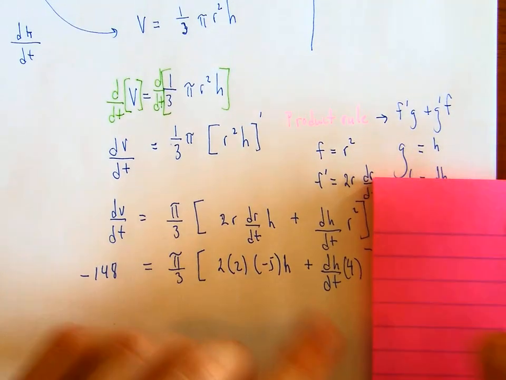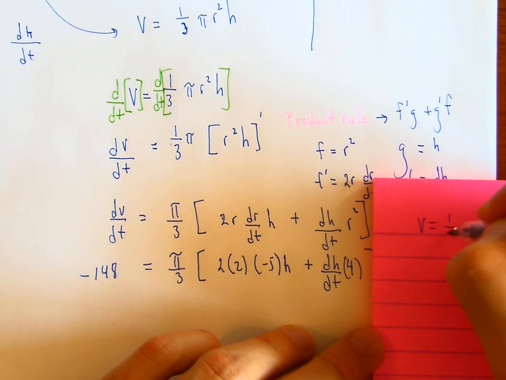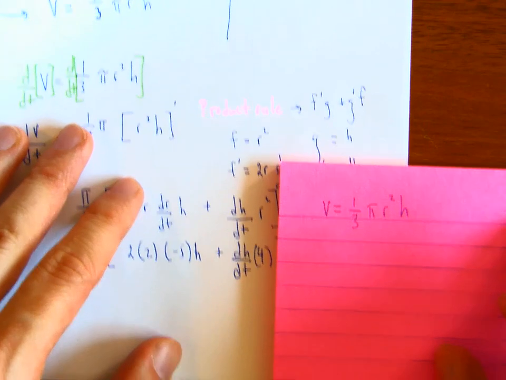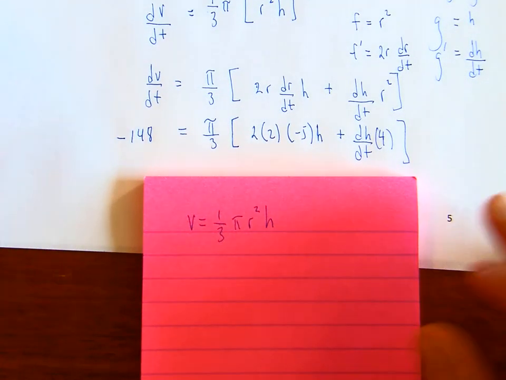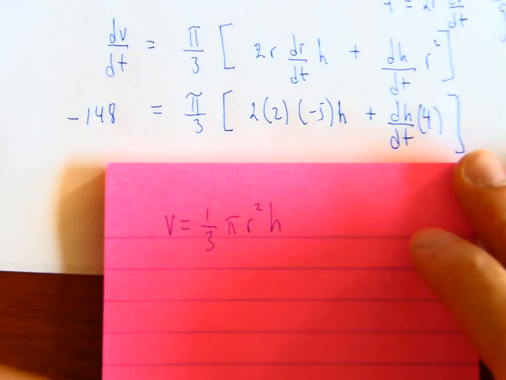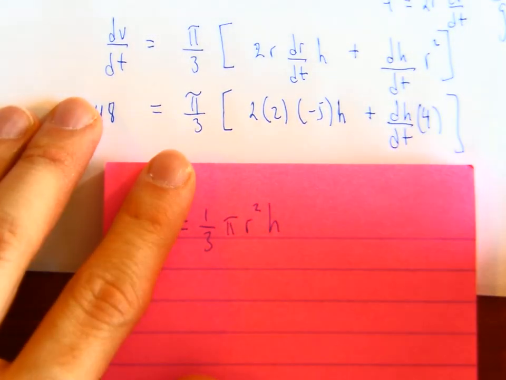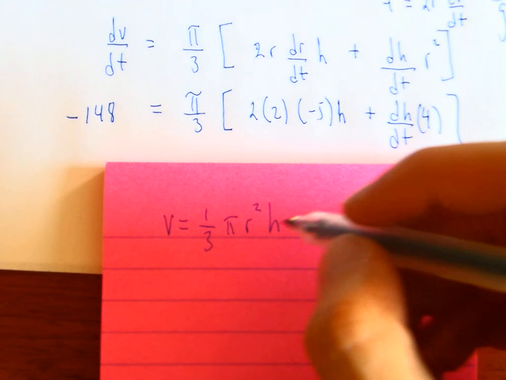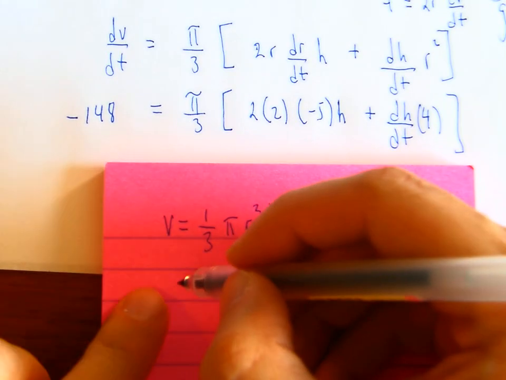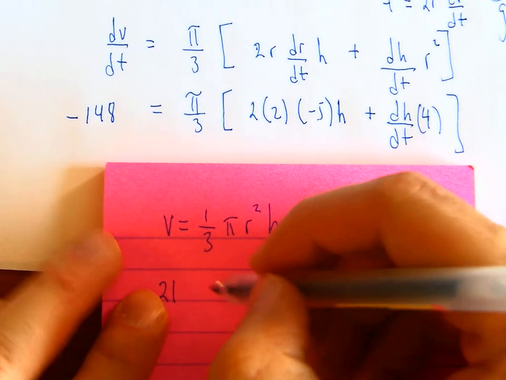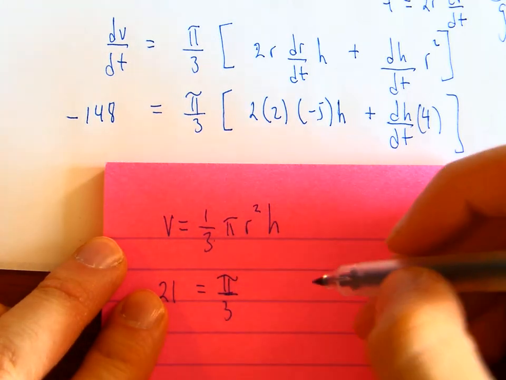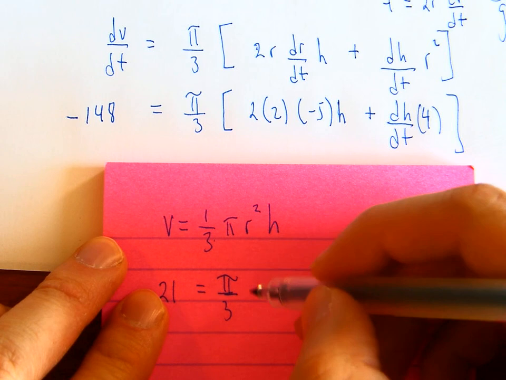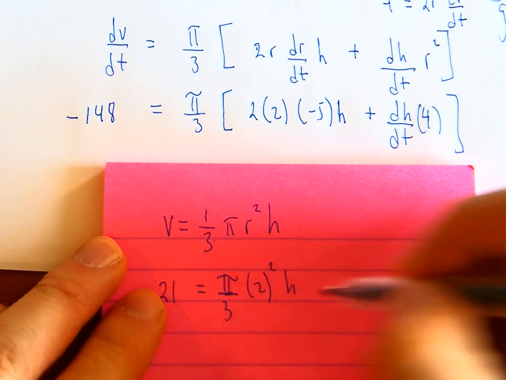Notice that you know that V is equal to 1/3 pi r squared h. So now what are we going to need to do? We will need to find h before we could find dH/dt. So now, let's see. Do we have volume? You have what the volume is. V is equal to 21. 1/3, or you could say just pi over 3 instead of 1/3 pi, r squared, and remember your radius is 2, so it's 2 squared times h.